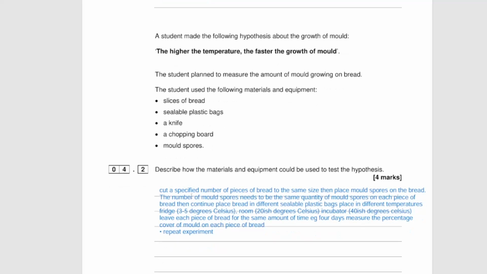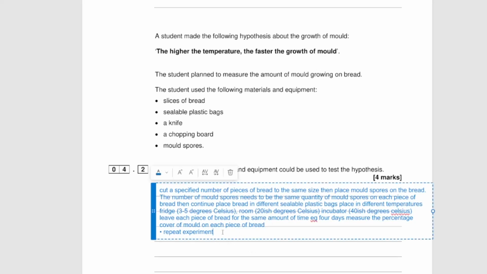Firstly, you cut a specified number of pieces of bread to the same size. Then place mold spores on the bread. The number of mold spores needs to be the same quantity on each piece of bread, and then you place the bread in different sealable plastic bags in different temperatures, e.g. a fridge, which would be around 3 to 5 degrees Celsius, a room which has room temperature of around 20 degrees Celsius, and an incubator which has a temperature of around 40 degrees Celsius. And then you leave each piece of bread for the same amount of time, such as 4 days, and you measure the percentage of mold coverage on each bread.